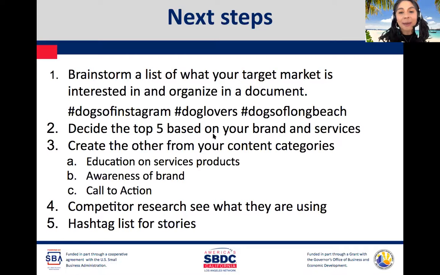So decide the top 5 based on your brand. We talked about that. And then make another 5 to educate people on your products. Like Dora said, Paramount webinars, Shop Paramount could be another one. Member of the month, small business member of the month. I know that's a little long. Usually the ones that are about your products are a little bit longer.